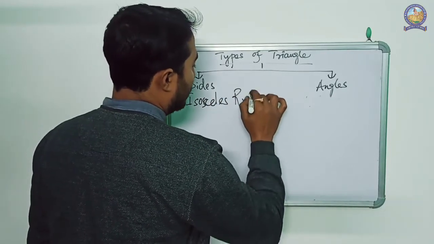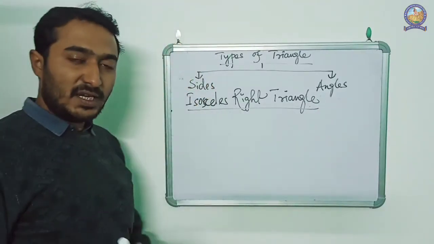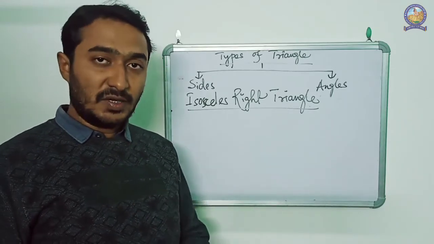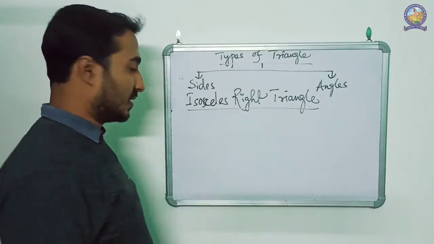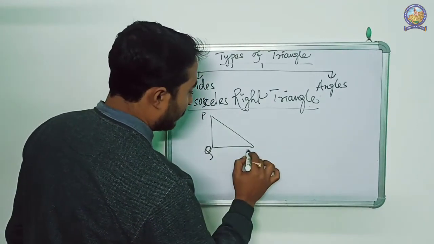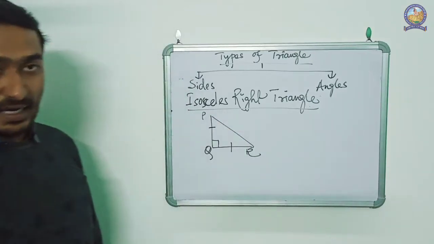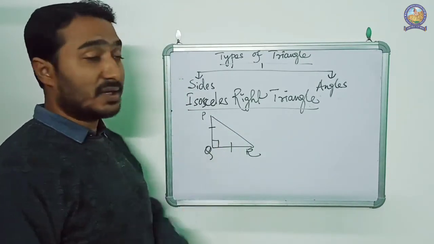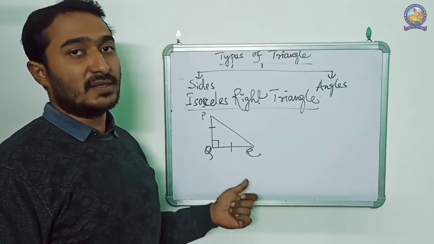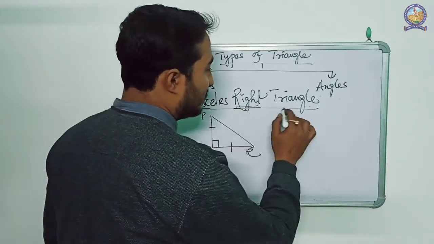There is another type of special triangle based on sides and angles both, that is the isosceles right triangle, or isosceles right angled triangle. So if in an isosceles triangle one angle is 90 degrees, or we can say if in a right angled triangle any two sides are equal, then it is an isosceles right triangle. So I am giving an example. Imagine it is a triangle and here this is 90 degrees. So it is a right triangle, but if these two sides are equal, then it is an isosceles triangle also, because by the definition of an isosceles triangle, if any two sides of a triangle are equal, then it is an isosceles triangle. So in this case it is an isosceles triangle and a right triangle also. So this kind of triangle is called an isosceles right triangle.